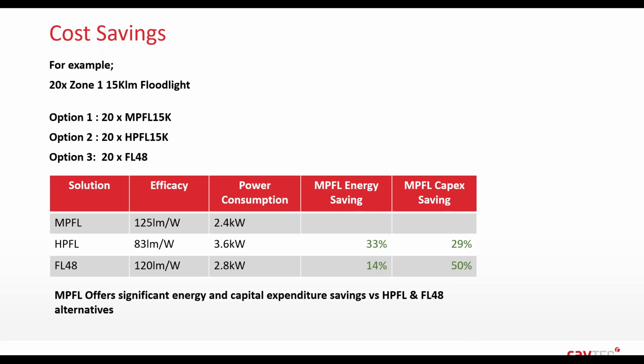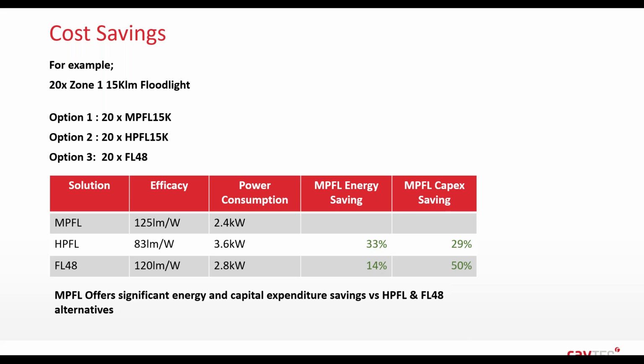So let us take a look at the cost savings that can be achieved with the new mid-power flood, comparing it against other floodlights in the Raytec range to show how the new luminaires have improved our offering. Let's take an application that requires 20 Zone 1 15K floodlights. Within the Raytec range, the end user has 3 lighting options around this output range to deliver equivalent results on the ground. First option is to use 20 of the mid-power flood 15K units.